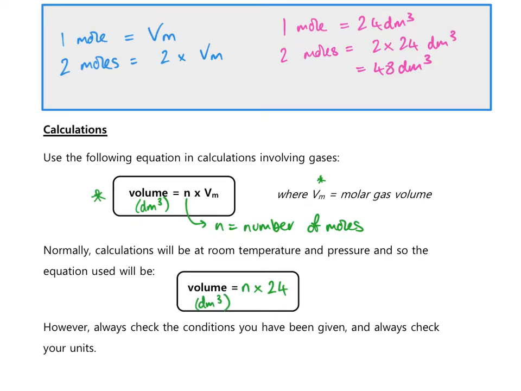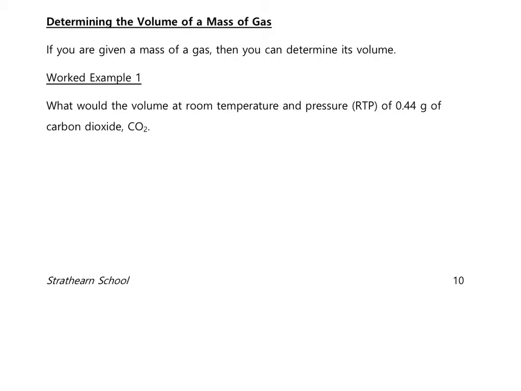So if this was happening at a different room temperature and pressure, so if we had different conditions, say for example 0 degrees C, then it would be n times by 22.4. But if it's anything other than room temperature, they will give you that molar gas volume in that case. So your calculations with these type of questions might be as simple as calculate the volume of a certain number of moles of a gas, and you would be simply using volume equals n times by 24 or whatever the molar gas volume is under the conditions in the question.